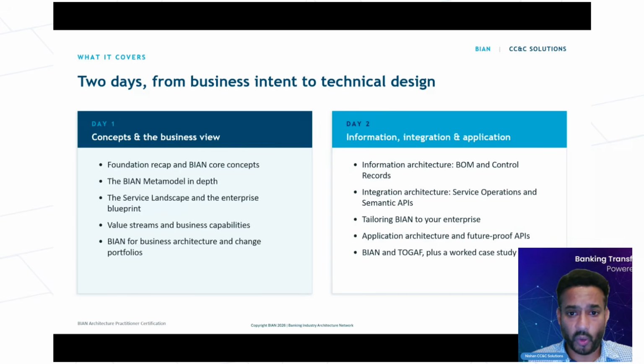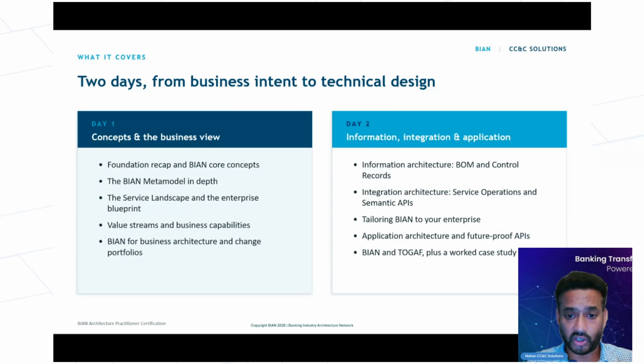In terms of what the course is, it is a 2-day course, as are all the practitioner courses. Day 1 is very focused around the concepts and the business view. So it does a recap of the foundation. It starts to go into the BIAN meta model in depth. So the BIAN meta model is basically a model of the model and a really important step in understanding how the BIAN framework holds together. As part of that, they cover the service landscape and its use as an enterprise blueprint. It also covers value streams and business capabilities.